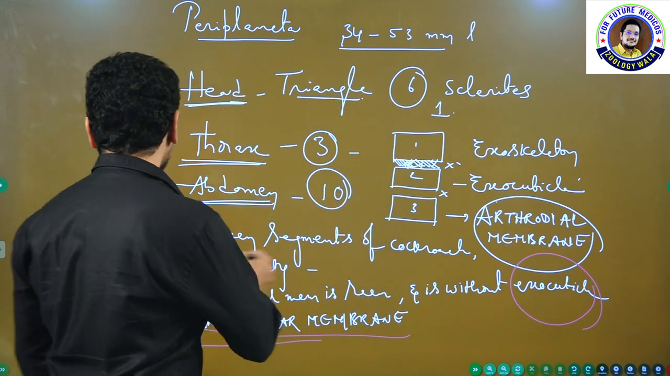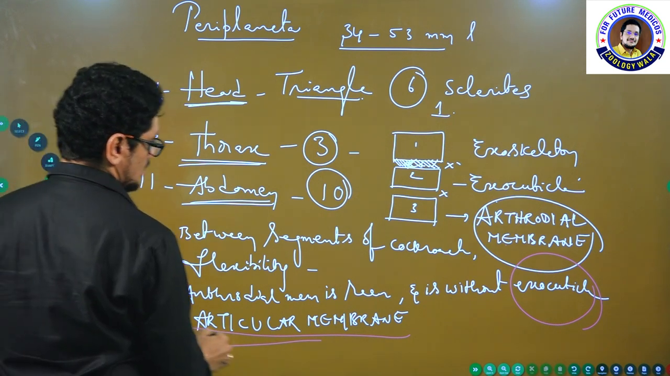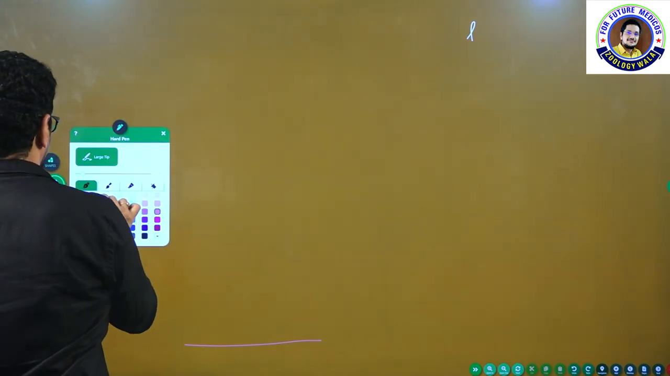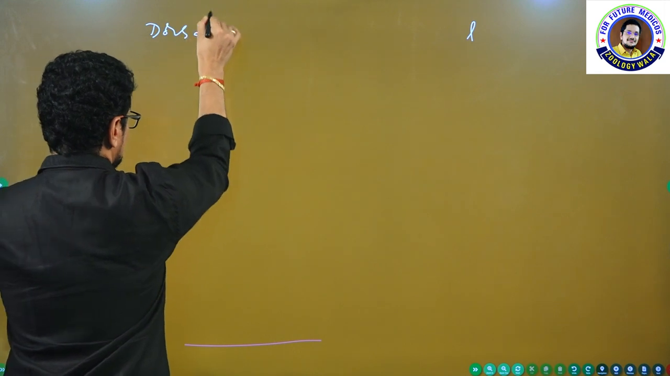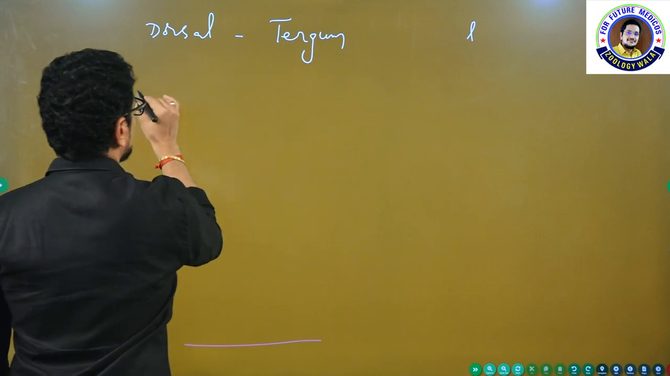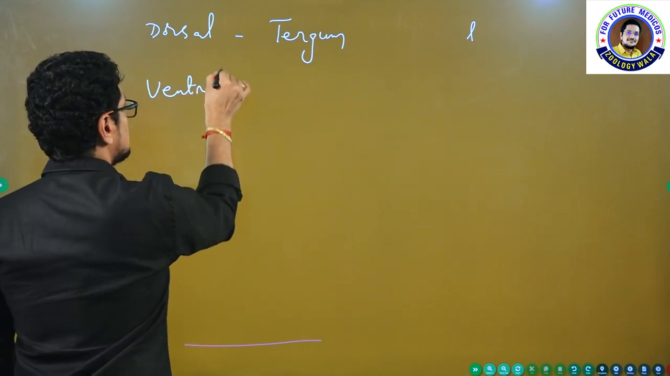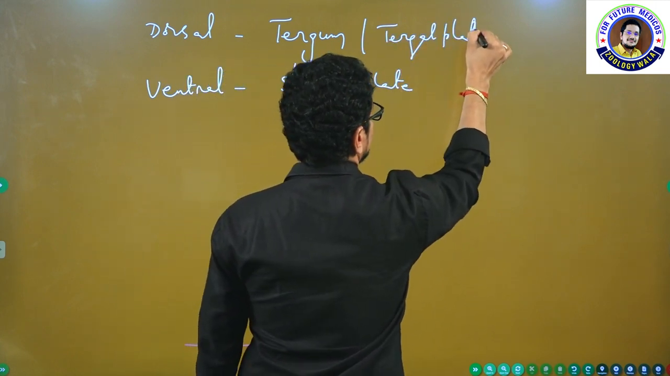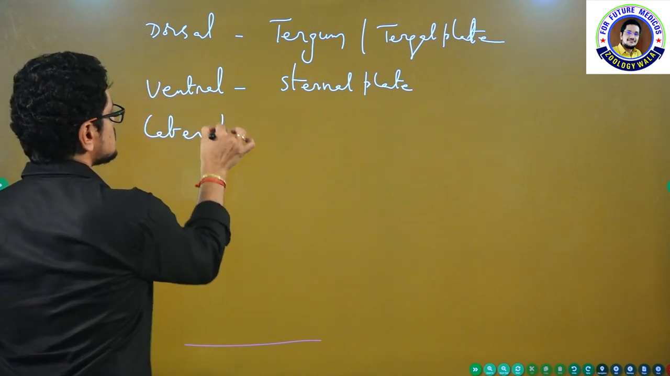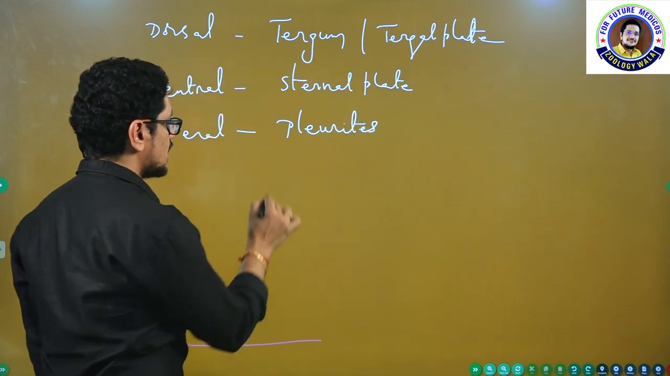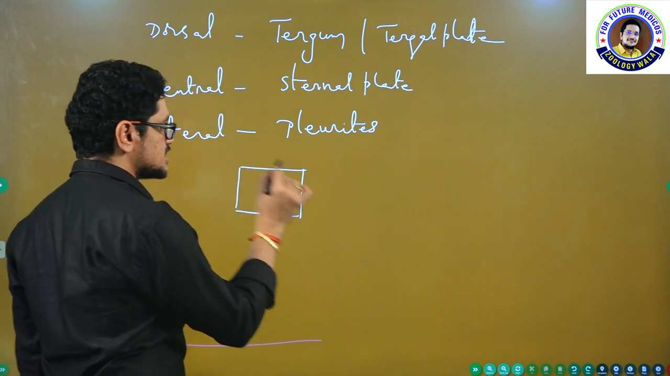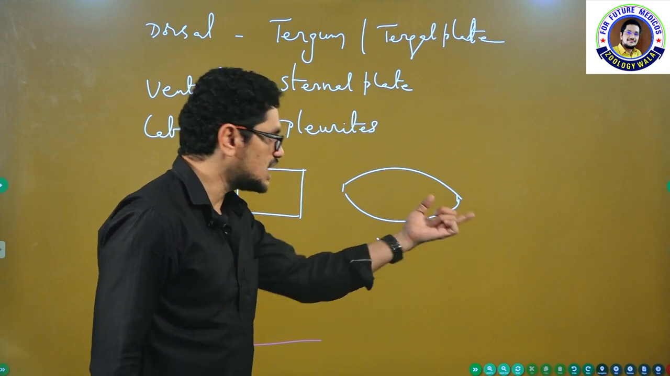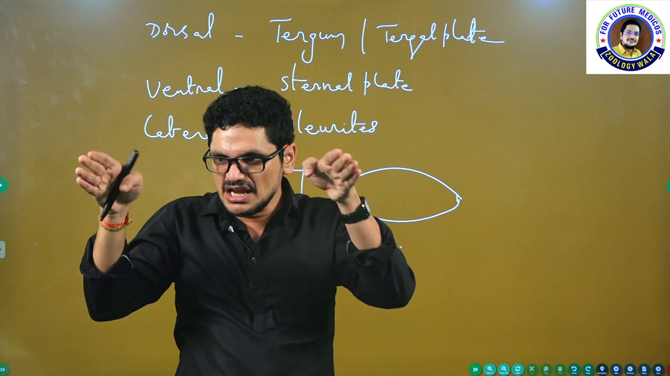Even if you consider the plates, dorsally tergal plates will be there, the tergum. The ventral plate is called the sternal plate, and the lateral plates are called pleura or pleurites, P-L-E-U-R-I-T-E-S. This is the dorsal plate and this is the ventral plate, and these two are lateral plates. The cockroach body will be like this: dorsal tergal plate, ventral sternal plate, and the two lateral plates called pleura.